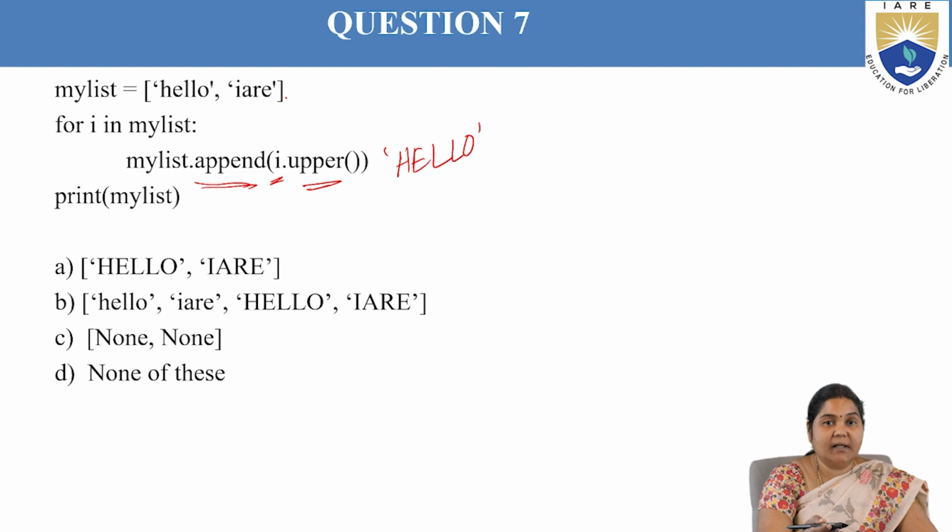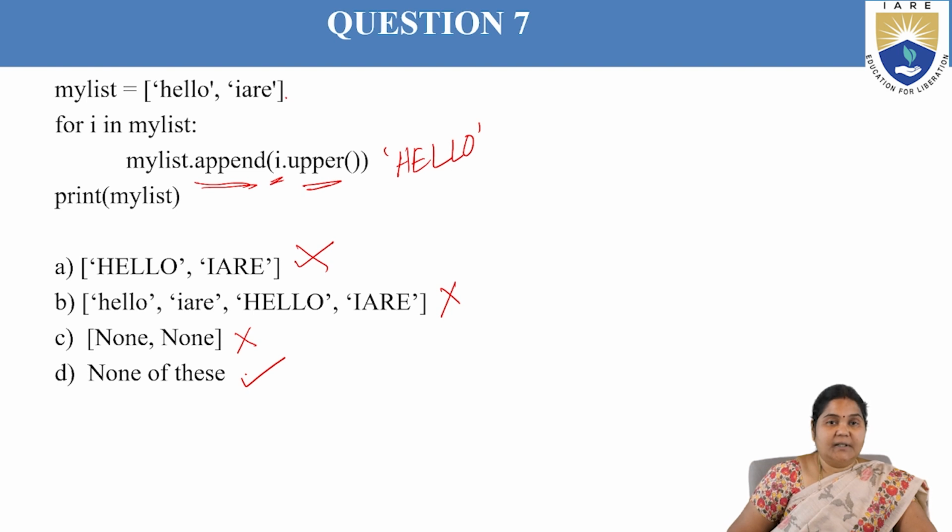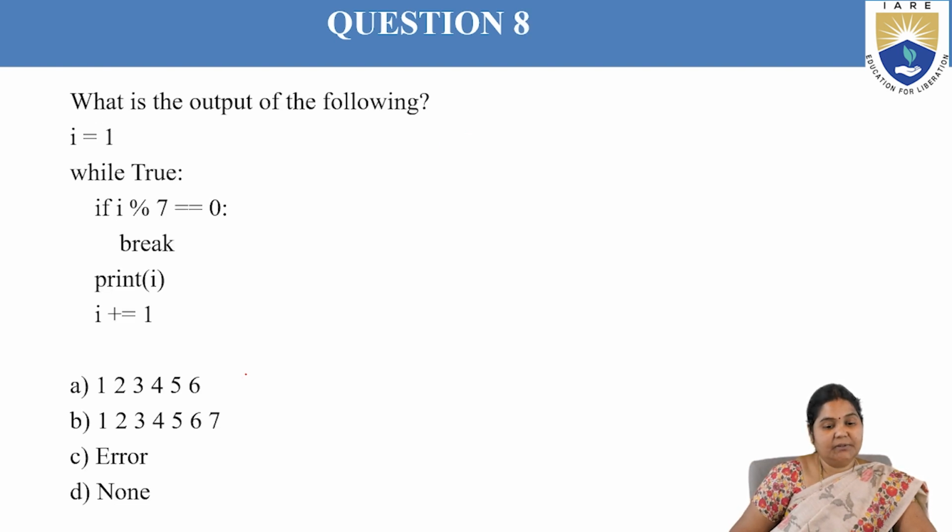Due to that reason, what will be the output? Will it be capital hello IARE? No. Will it contain small hello IARE and then capital hello IARE? No, it is not happening. Will it be none? No. The list is getting updated every time, so it cannot be none. So what will be the answer for this question? It will be none of the above. The list is getting updated every time as you are appending the new strings, so it is not going to stop. None of the above is the correct answer for this. Now go for the next question.